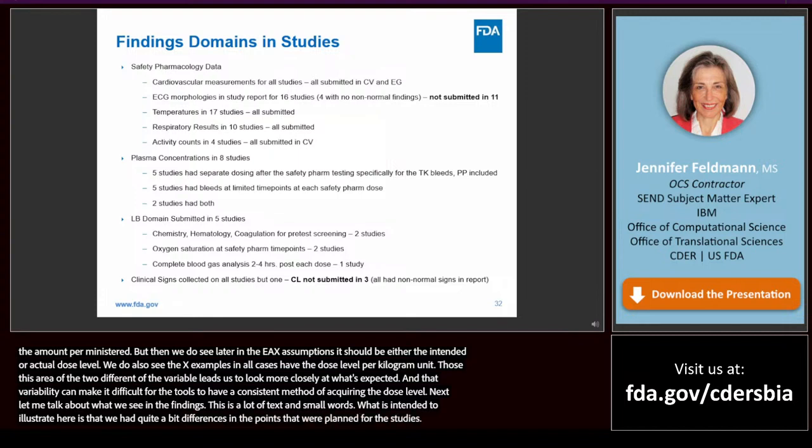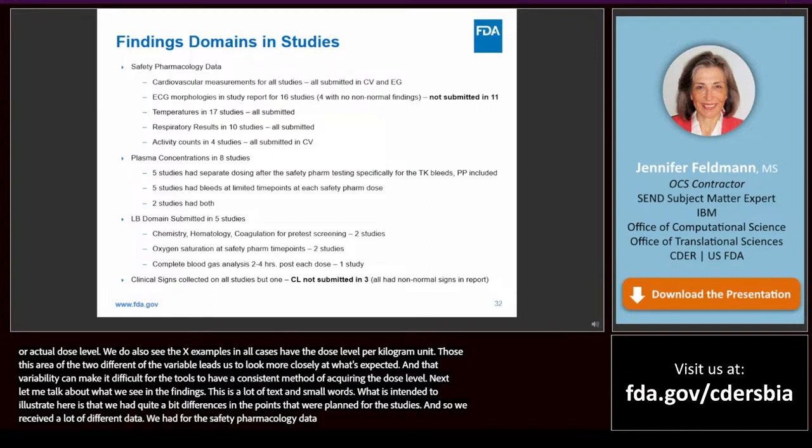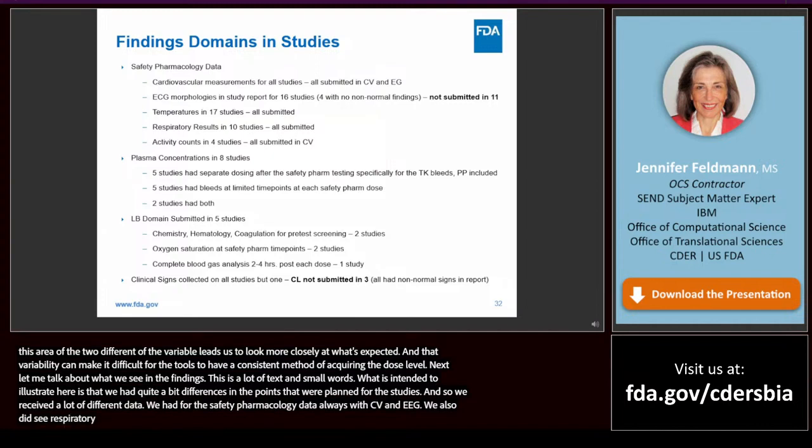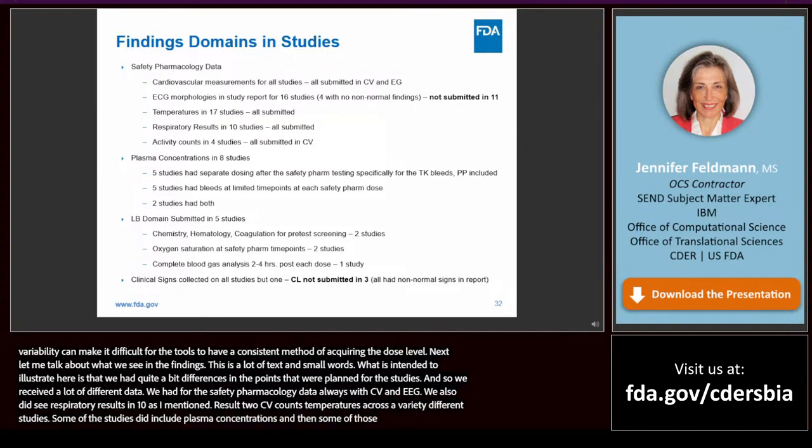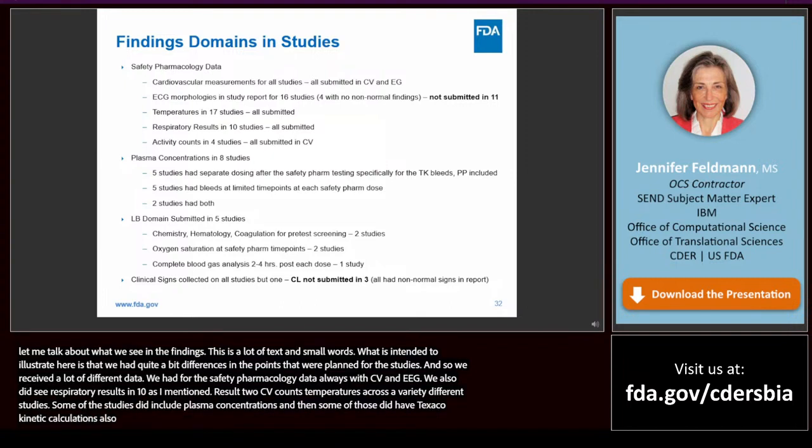We had, of course, for the safety pharmacology data, always with CV and EG. We did also see respiratory results in 10, as I previously mentioned. We saw activity counts, temperatures across a variety of different studies. Some of the studies did include plasma concentrations, and then some of those did have toxicokinetic calculations also included. We had some lab tests and clinical signs.